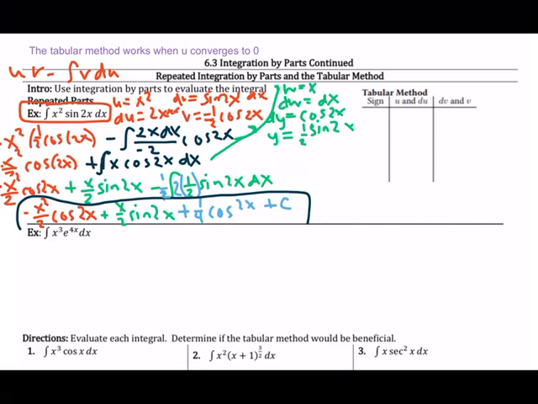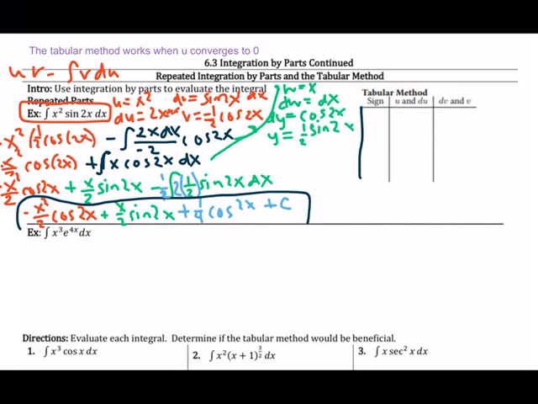So based on what we've learned so far, this is the only way that we know how to integrate a problem like this. And it is taking up a lot of space and a lot of math and leaving room for many, many places to make errors. And there is another way that we can integrate using integration by parts still, and it's called the tabular method.